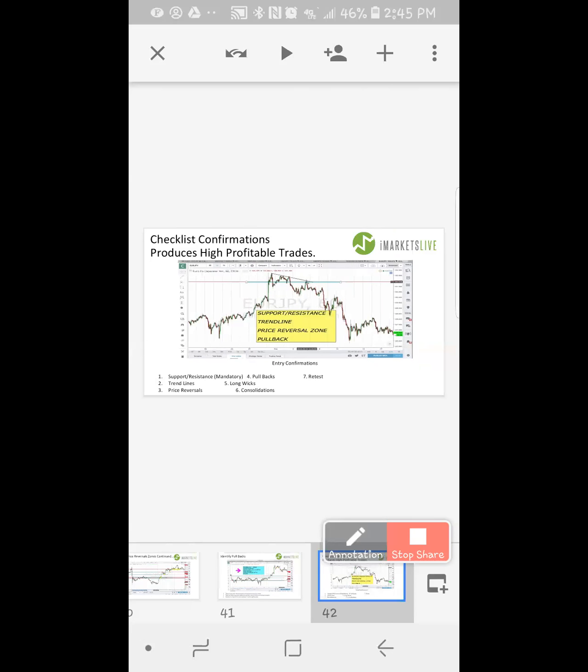Then here's another checklist. So the key area has support and resistance. You've been able to draw a trend line. It's a price reversal zone, and it had a little pullback.